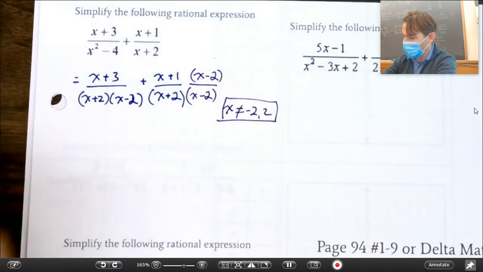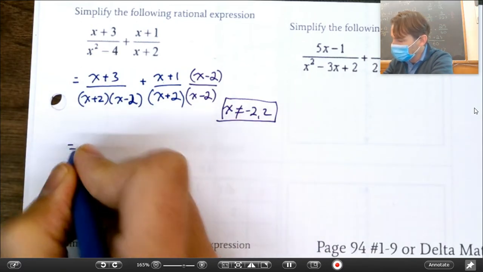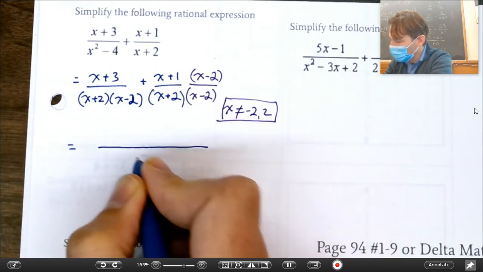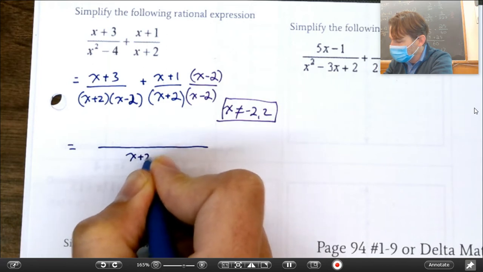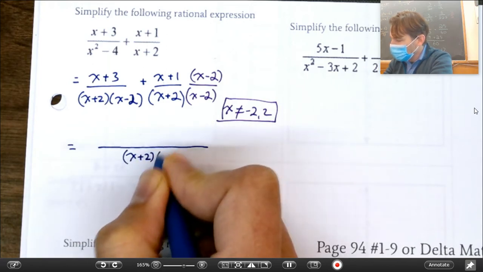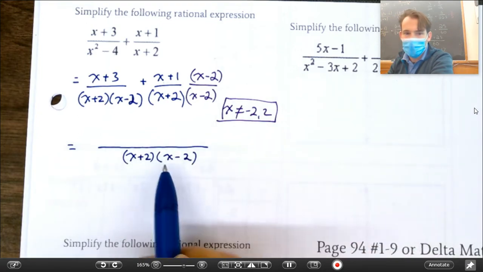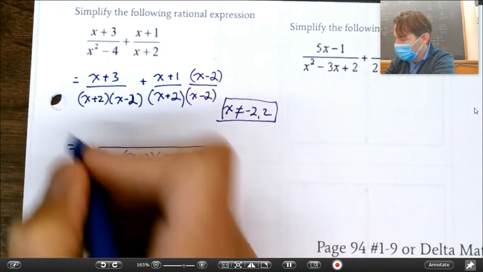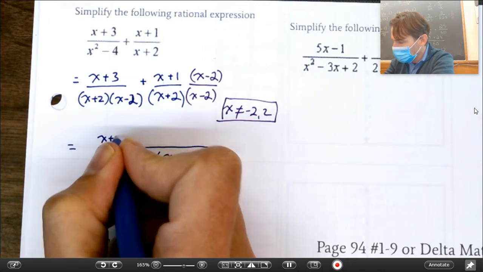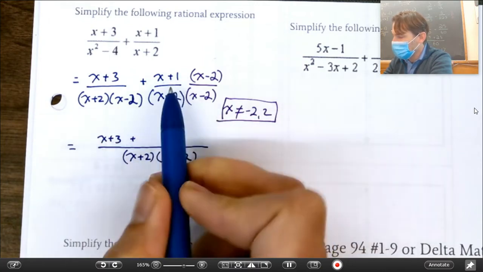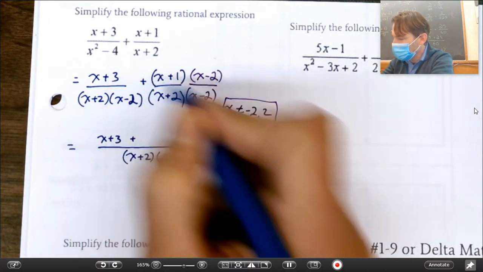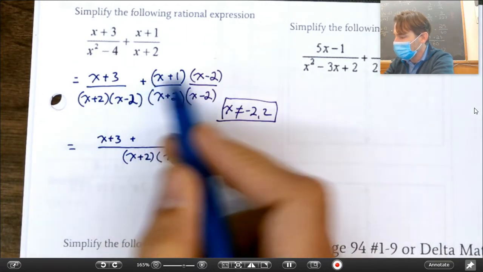So let's write another line. And it's going to be equal to, the denominator here is x plus 2 multiplied by x minus 2. That's the common denominator. And I just write that all on one line. X plus 3 is still x plus 3. And then I'm going to add the results of x plus 1 multiplied by x minus 2. So let's find that out.